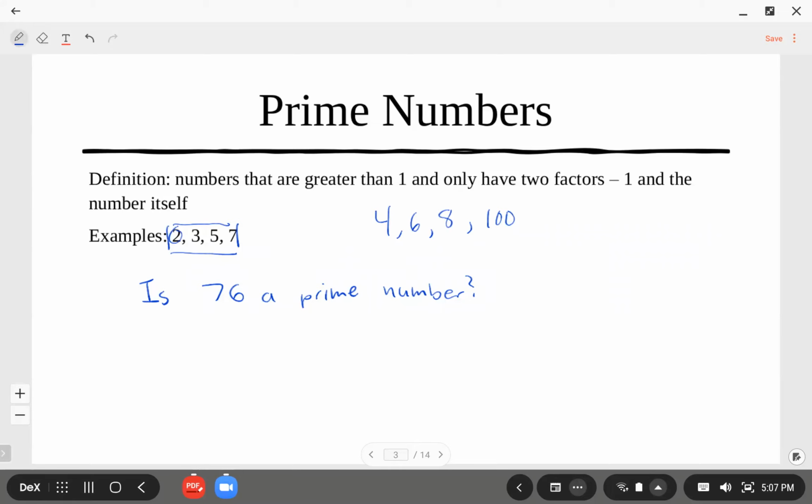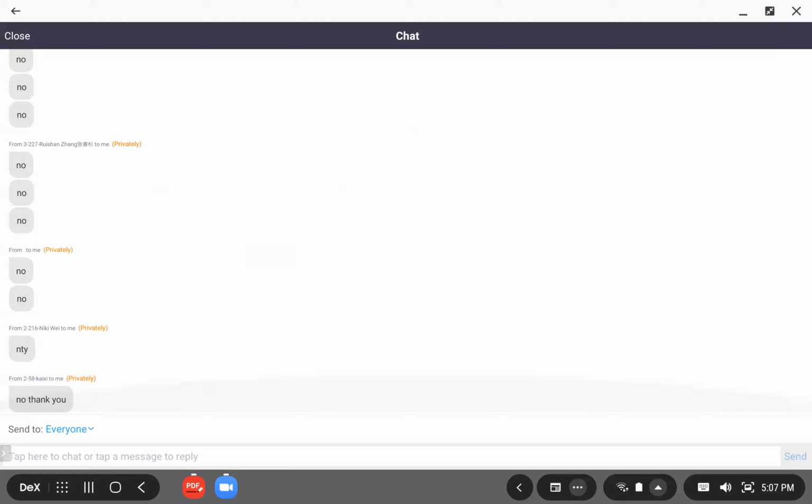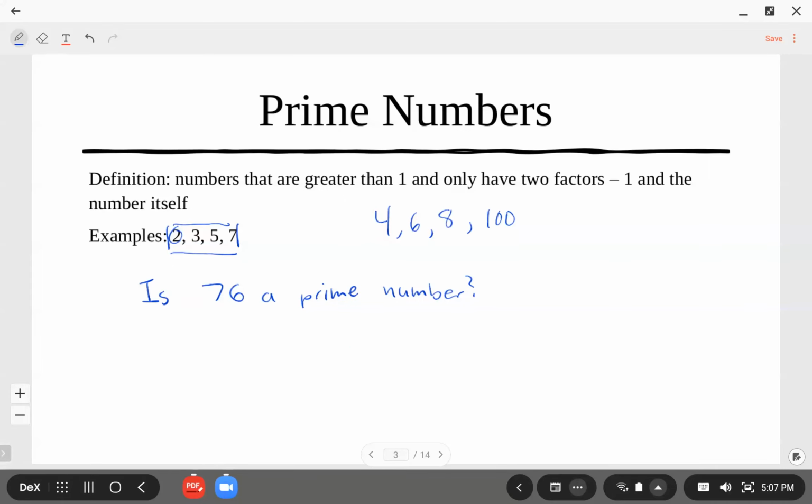And does anybody want to take some notes on the definition of the prime numbers? Who wants to take notes on the definition? Okay. So no, thank you. We'll move on then.